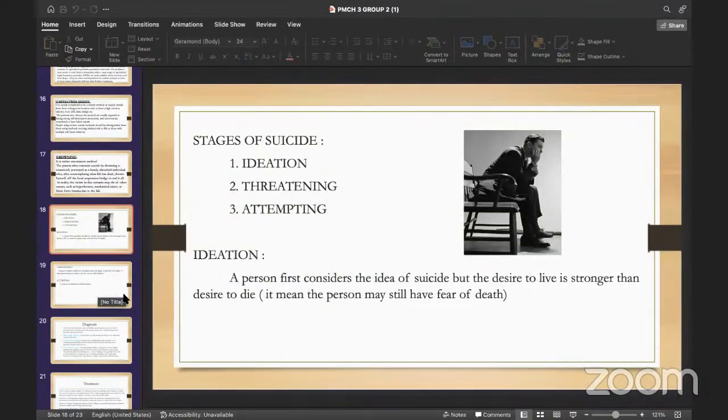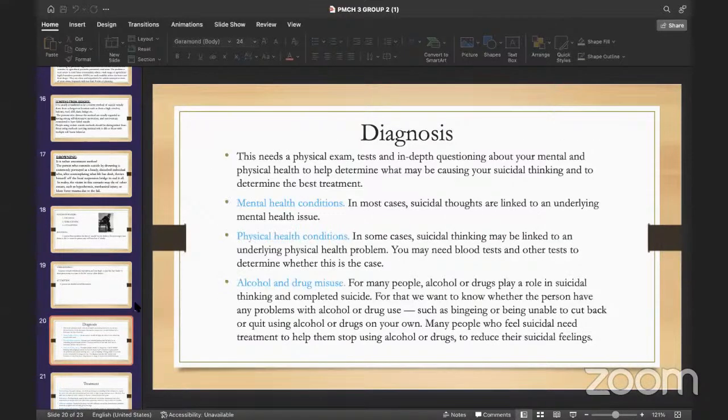Stages of suicide: ideation, threatening, and attempting. Ideation. A person first considers the idea of suicide, but the desire to live is stronger than the desire to die. It means the person may still have fear of death. Next slide, please. Threatening.